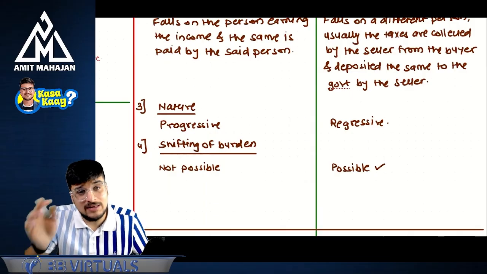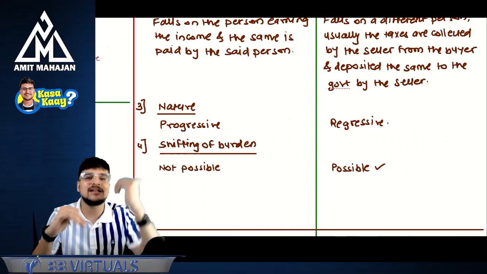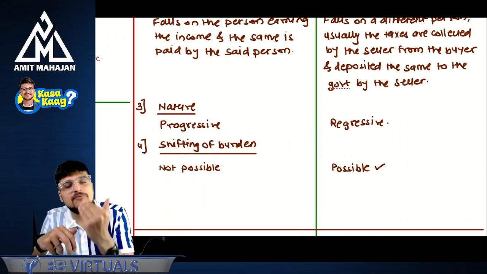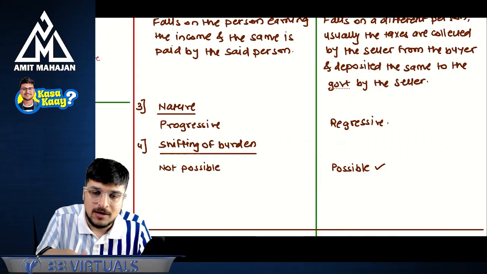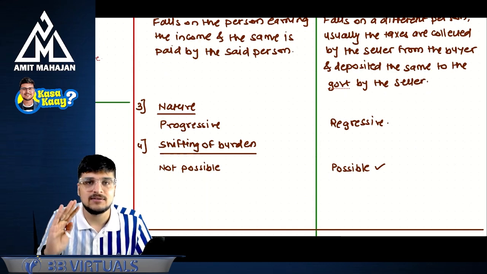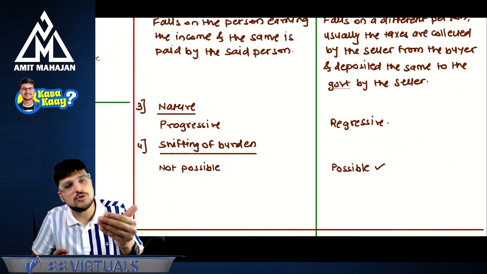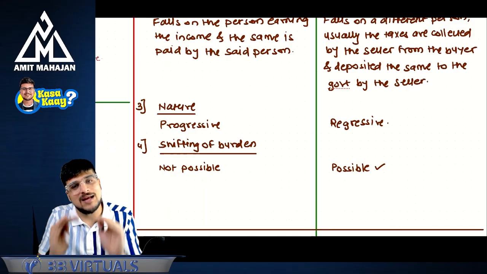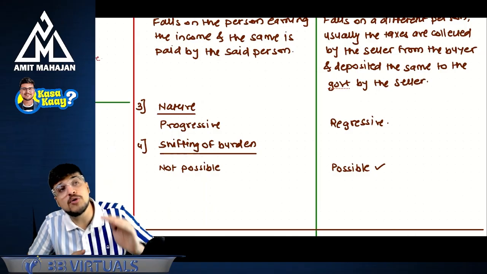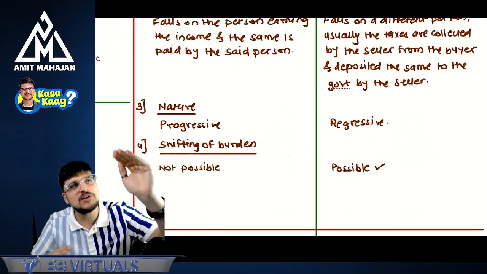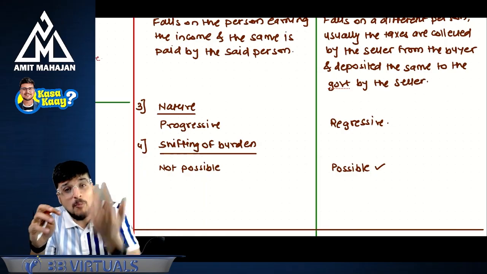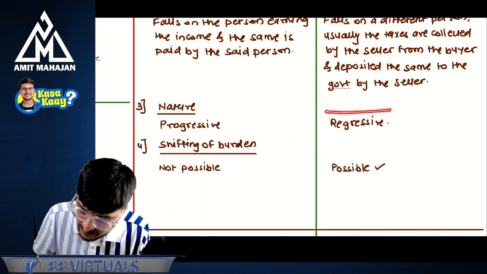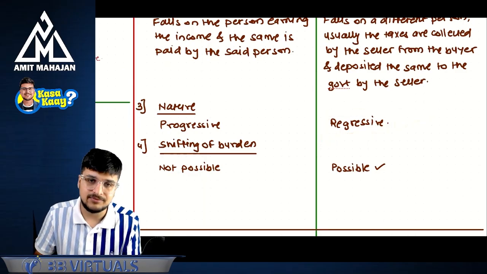The nature of direct tax is progressive. Higher the income, higher the tax. That's why it is progressive. But indirect tax nature is regressive. It does not matter whether your income is high or low. You are going to get taxed at the fixed rate. For example, if Mukesh Ambani goes to buy a packet of bread, and if I go to buy a packet of bread, we are going to get charged the same rate of GST. It does not matter how much Mukesh Ambani is earning and how much Amit Mahajan is earning. That does not matter to charge GST, and that's why GST is regressive. IDT is regressive.